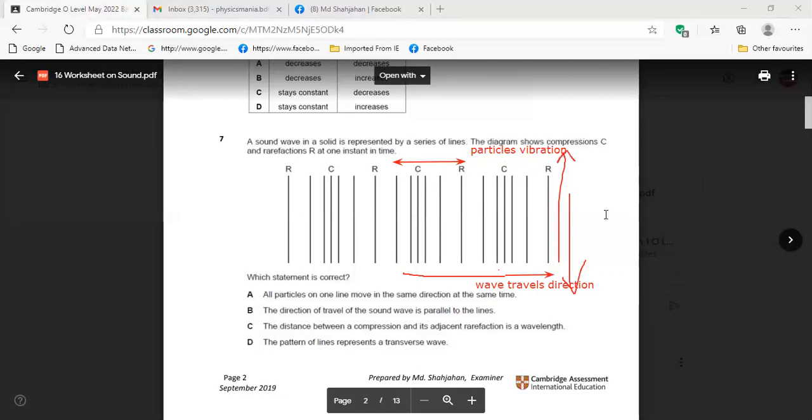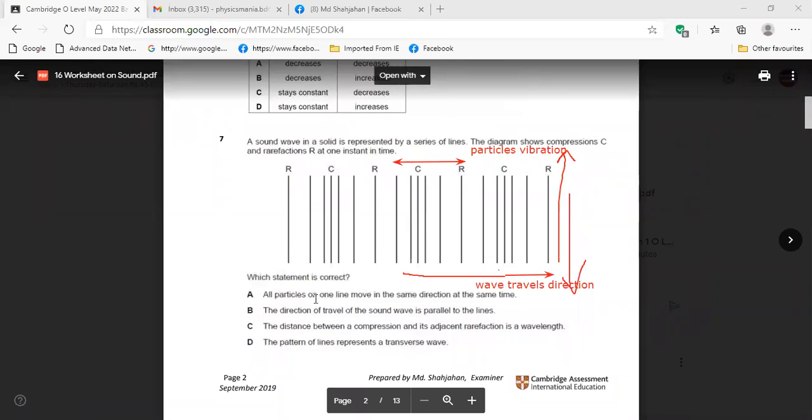Look, they are saying the direction of travel of the sound wave is parallel to the lines. So for it to be parallel to the lines, the wave direction should be either upwards or downwards, right? That's why this statement is wrong. Is it clear? All of you clear? Okay.